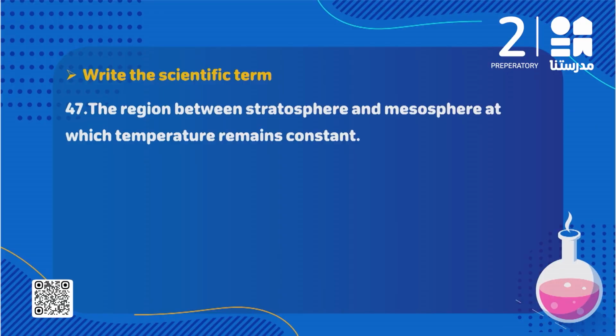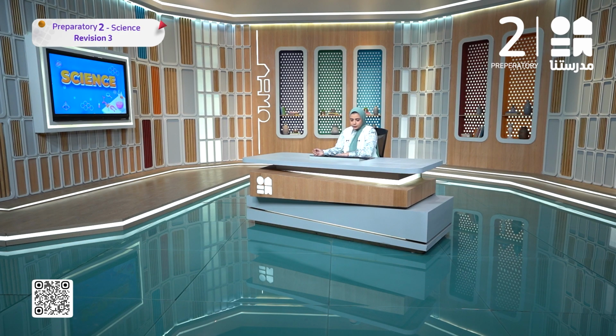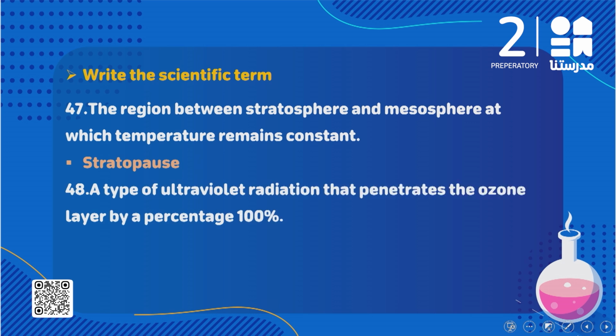طيب, the region between stratosphere and the mesosphere layer at which temperature remains constant. احنا قلنا the name of this region it's related to the first layer اللي هي هتكون stratopause. طيب 48 a type of ultraviolet radiation that penetrates the ozone layer by a percentage 100%. All of this type of ultraviolet radiation can penetrate ozone layer, and we said it's called near ultraviolet radiation.